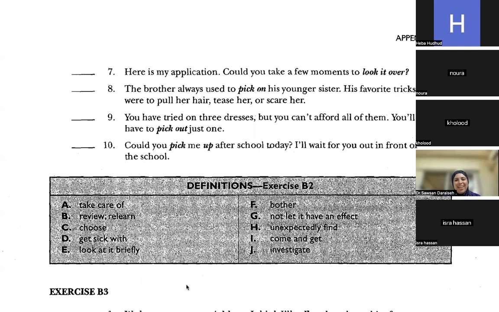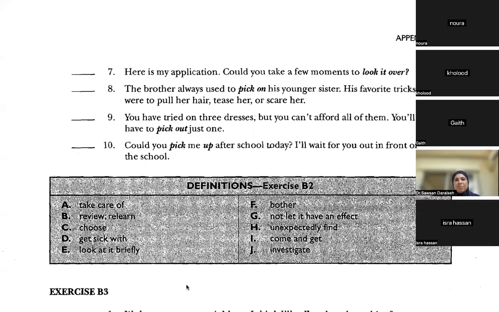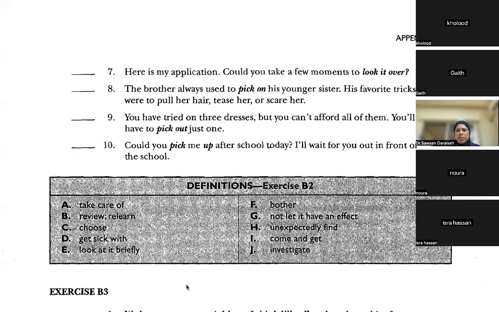Yeah, go ahead. Number 8: the brother always used to pick on his younger sister. His favorite tricks were to pull her hair, tease her, or scare her. I think bother. It means pick on, bother. Yes, it does mean that. There are lots of synonyms here. So the brother always used to pick on his younger sister.